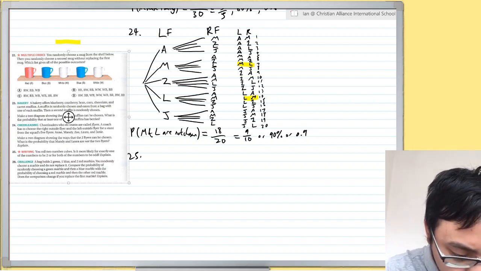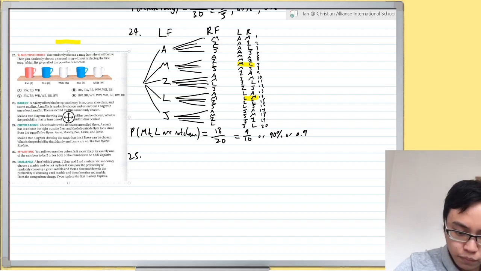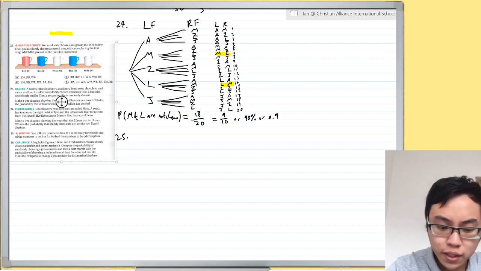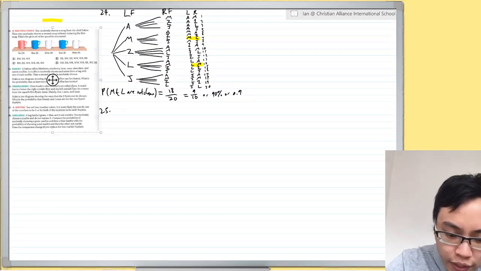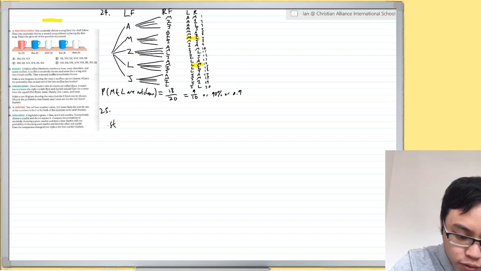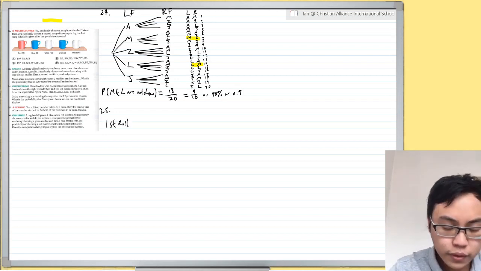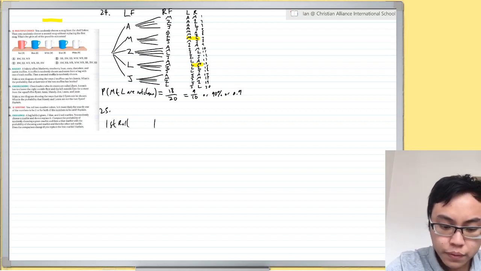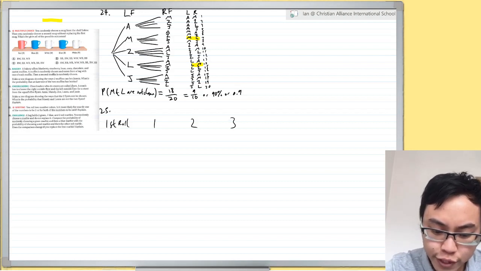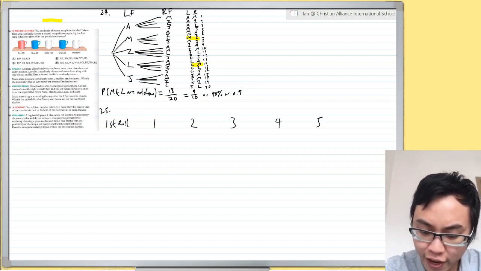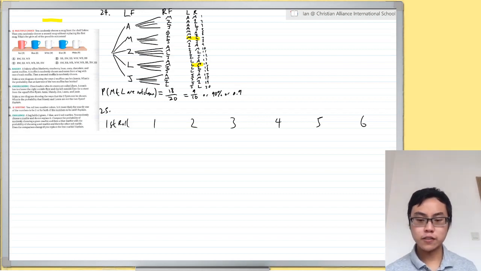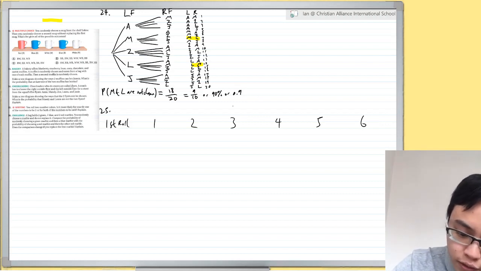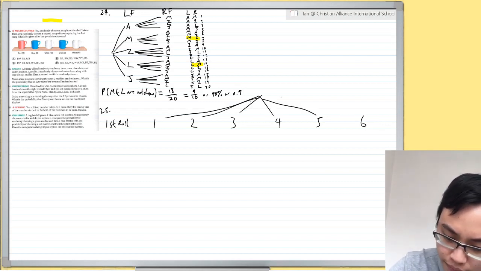And so you have 2 number cubes. For the first number cube, how can we do it so that it's not messy? Let me try my best to make it not messy. I'm going to zoom out. And so my first row, that's my first number cube. I can have 1, 2, 3, 4, 5, or 6. Those are the different outcomes that I can get.